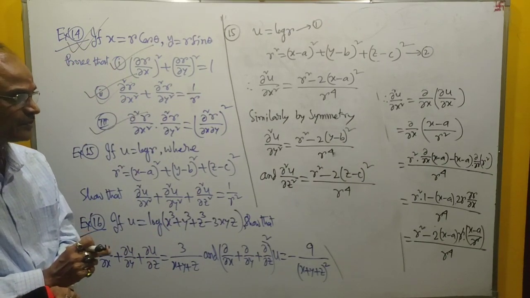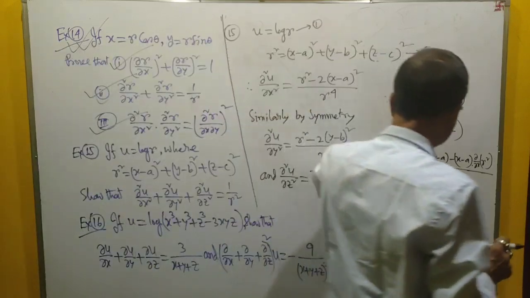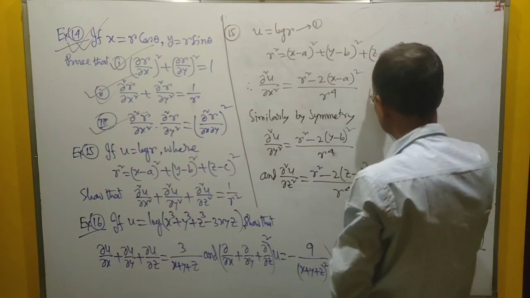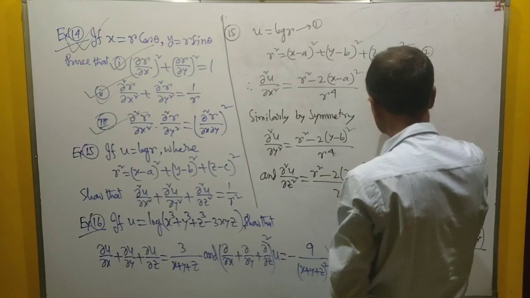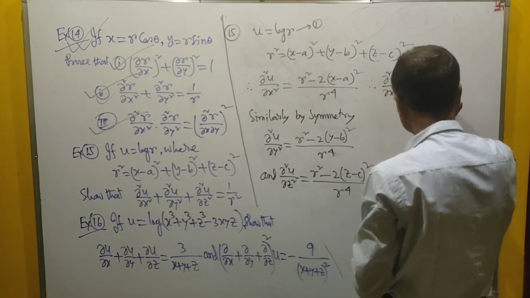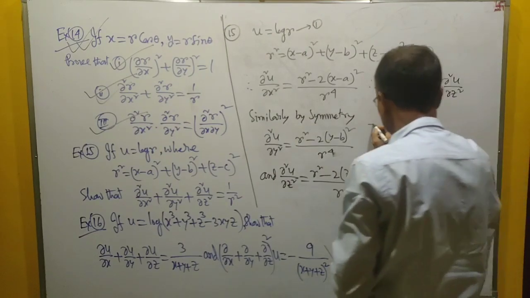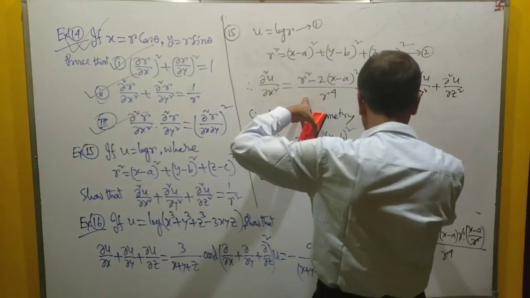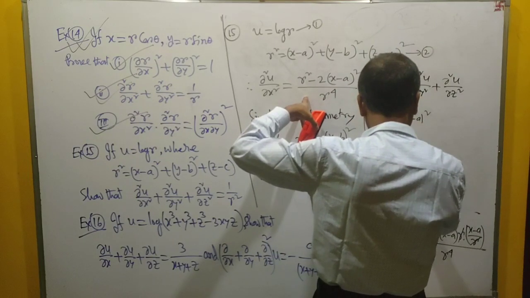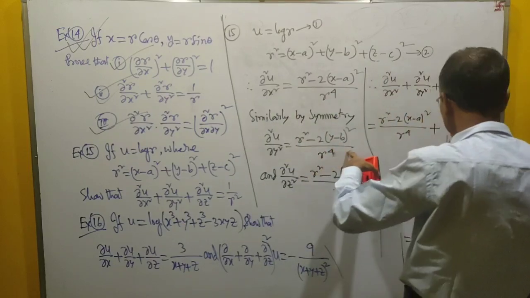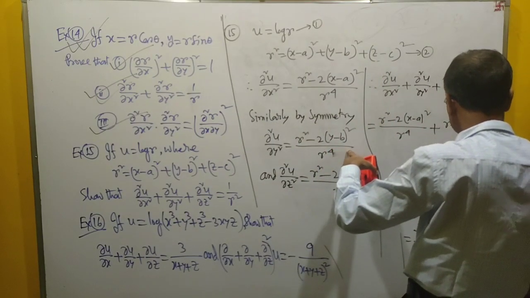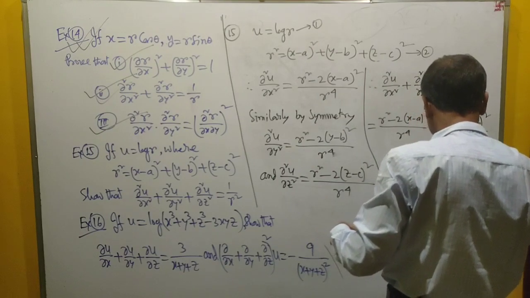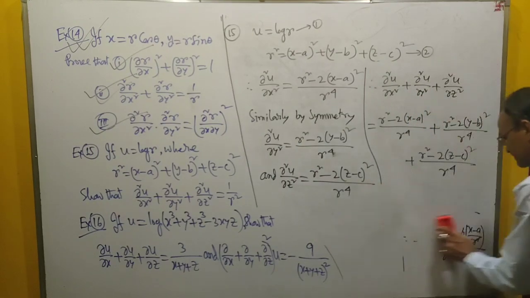Whole square divided by r to the power 4. You get this. Therefore, del 2 u by del x square plus del 2 u by del y square plus del 2 u by del z square will be equal to, for del 2 u by del x square, write this one: r square minus 2 times of x minus a whole square divided by r to the power 4, plus r square minus 2 times of y minus b whole square divided by r to the power 4, plus r square minus 2 times of z minus c whole square divided by r to the power 4. You will get this.